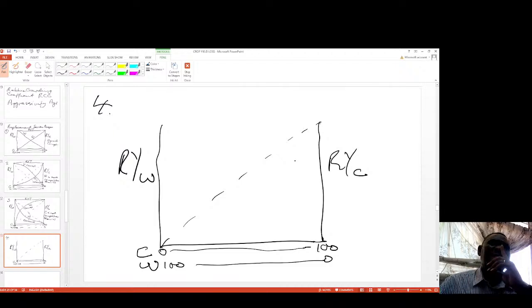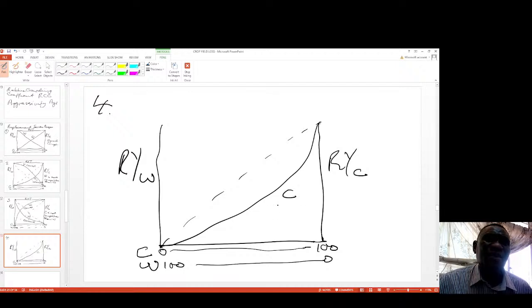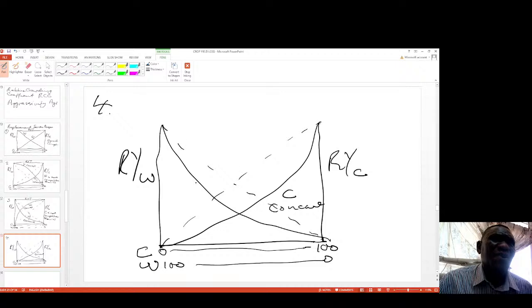Instead of having a straight line, the crop has been affected. It's underperforming. Again, we get C, which is concave. We go to the weed. We expect a straight line there. Again, we get underperformance, which is again a concave. So both W and C are giving us the concaves.